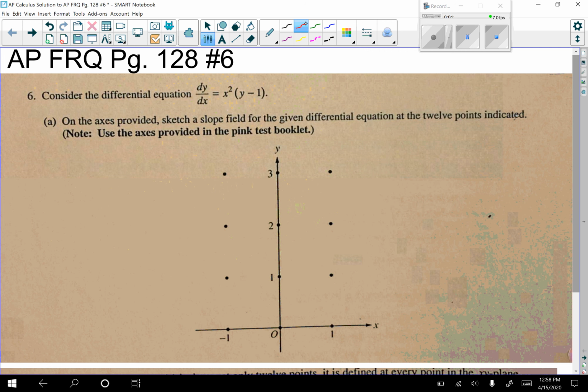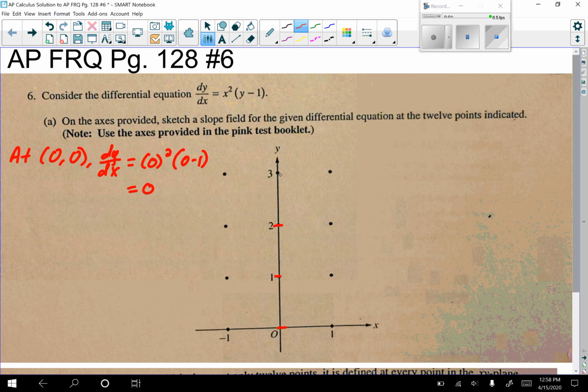So what you can do is just write this out. For instance, let's start at the origin because that's the easiest point to calculate here. That dy over dx is going to equal 0 squared times 0 minus 1. So 0 times anything is 0. So at any point where x is 0, we're going to have a horizontal tangent line, or the slope is going to be 0. So that's all along the y-axis here. And not only when x is 0, but when y is 1, because when y is 1, 1 minus 1 will give us 0. So I'm just writing this off to the side.